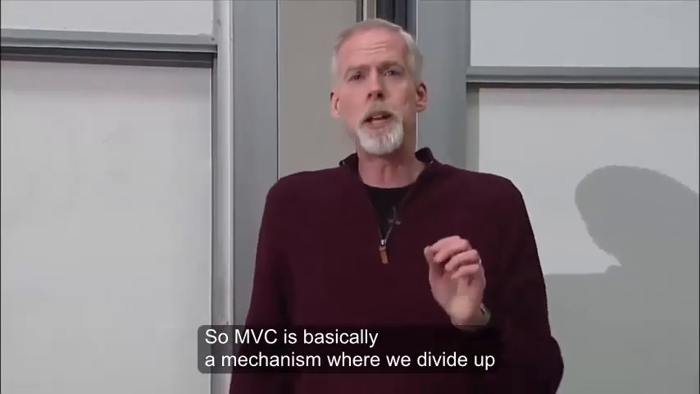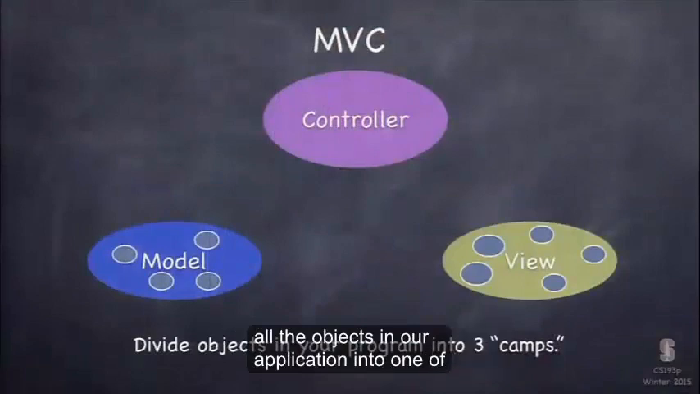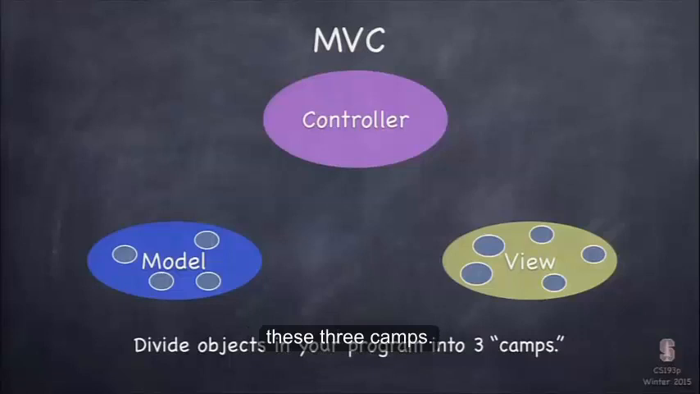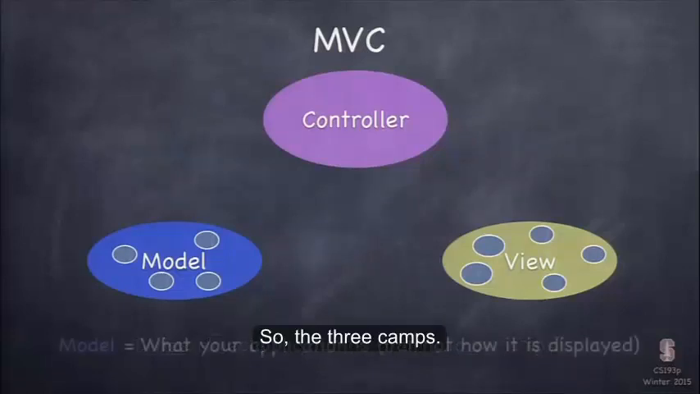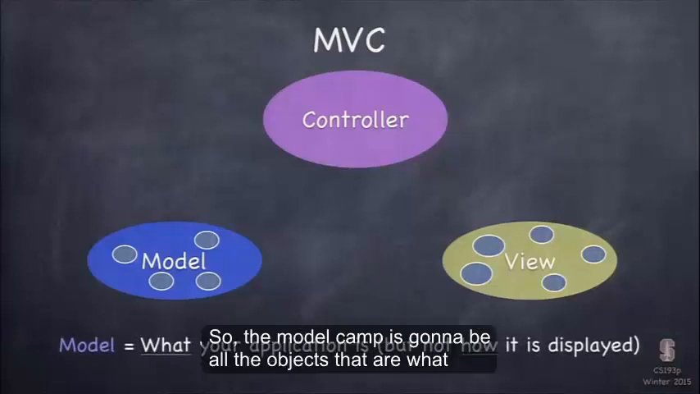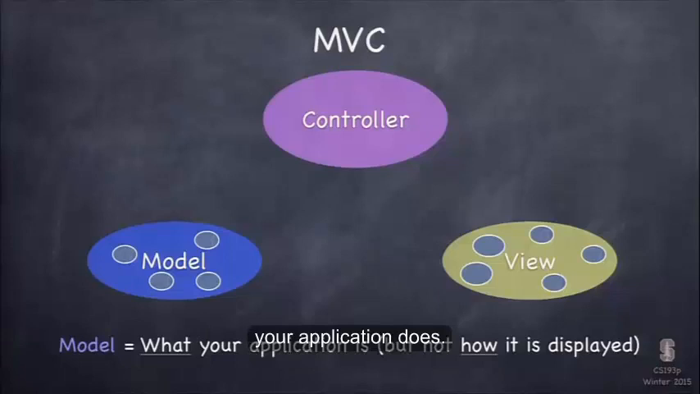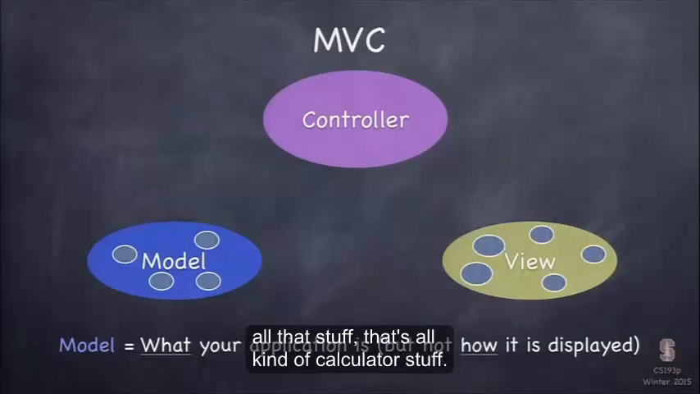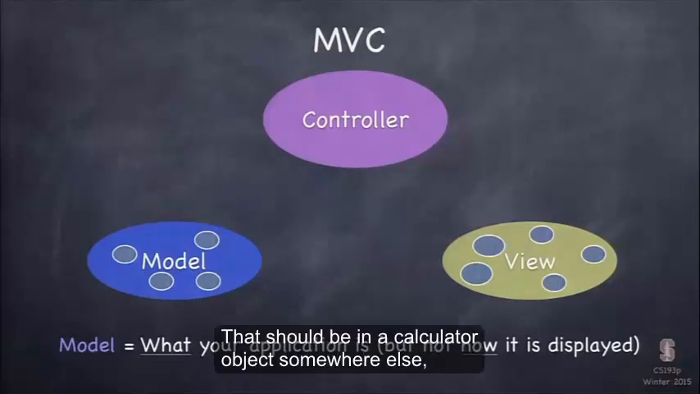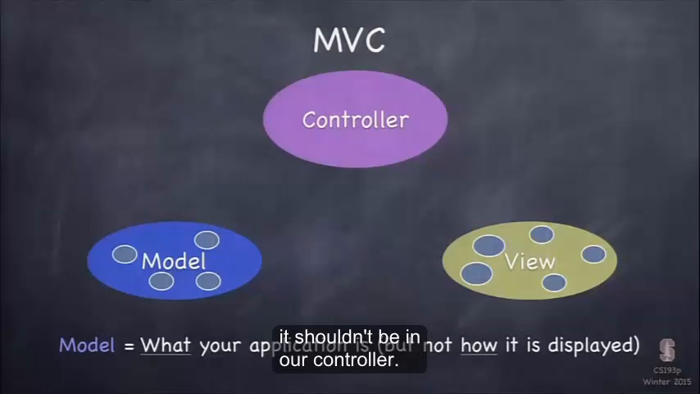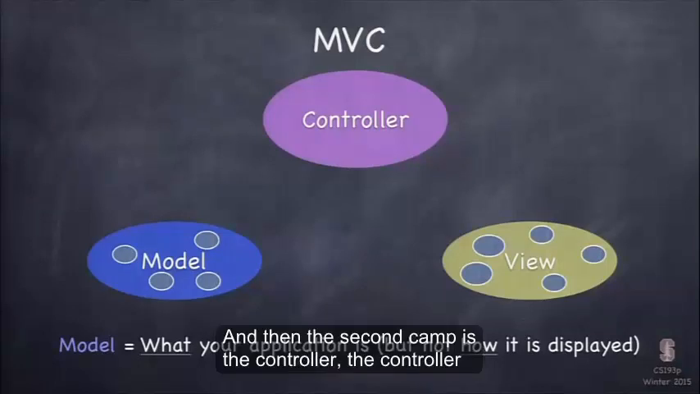So MVC is basically a mechanism where we divide up all the objects in our application into one of these three camps. On the left there you see the model. The model camp is going to be all the objects that are what your application does. For our calculator, it calculates. That's what it does. So all the parts where we're doing perform operation and all that stuff, that's all calculator stuff. That should be in a calculator object somewhere else. It shouldn't be in our controller.